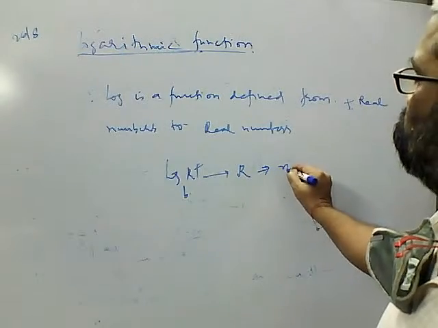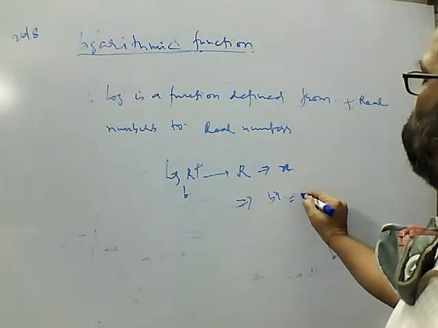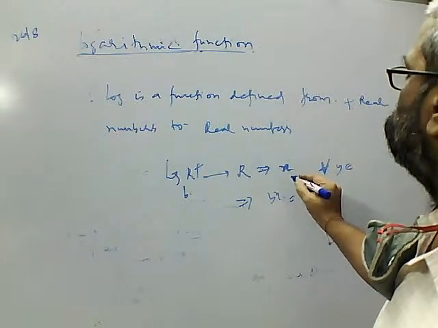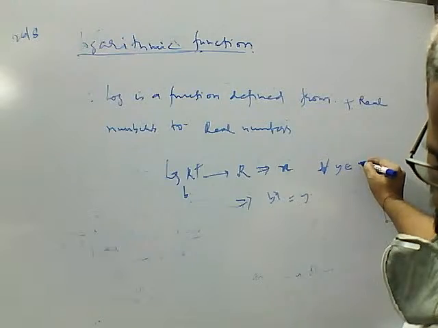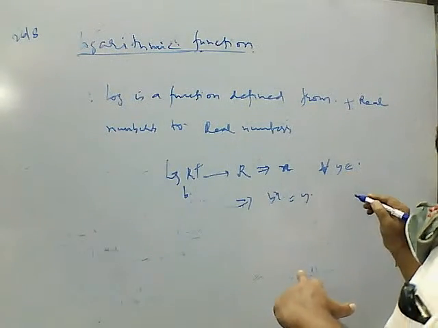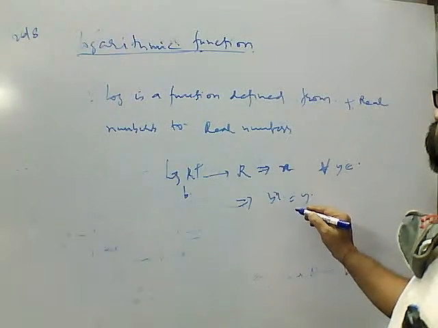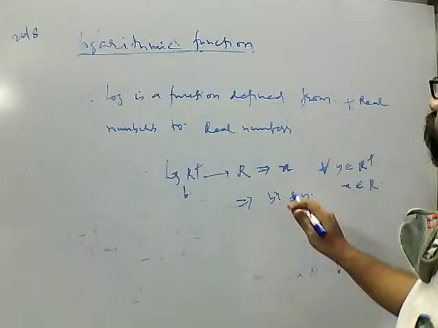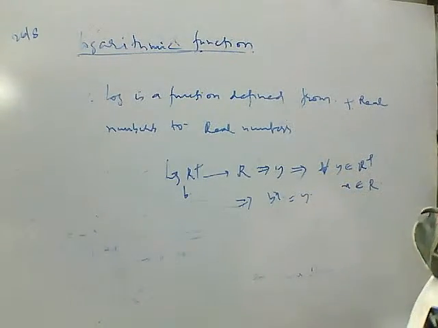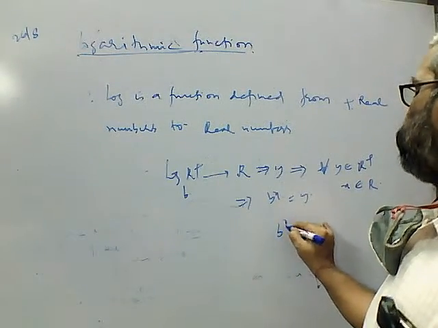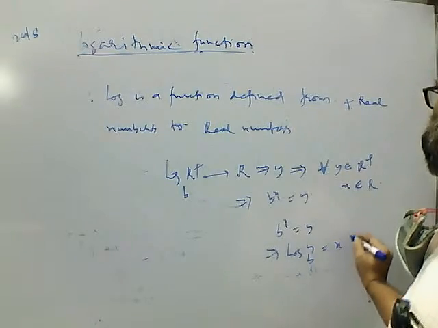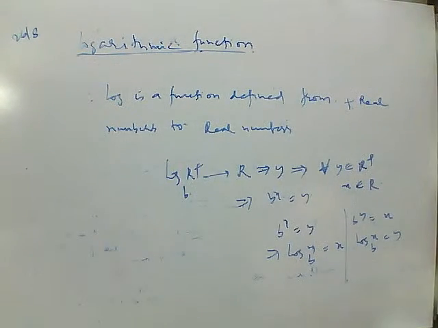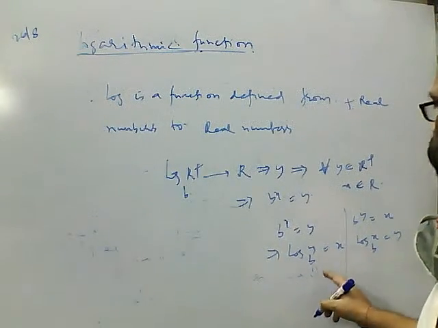log y to the base b is equal to x implies b power x is equal to y, for all y belongs to R plus and x belongs to R. So b power x is equal to y implies log y to the base b is equal to x. b power y is equal to x means log x to the base b is equal to y. This is the way of conversion. Understood now? Exponential to logarithmic is the conversion.